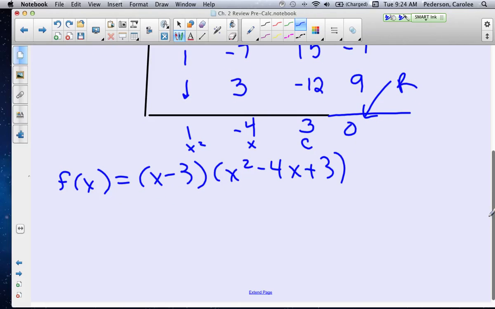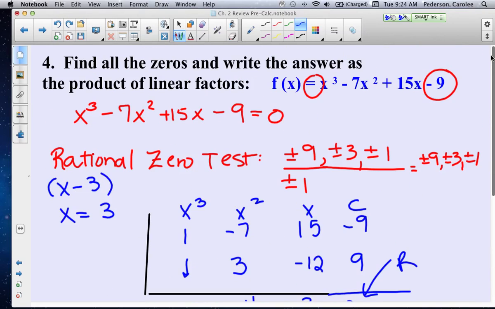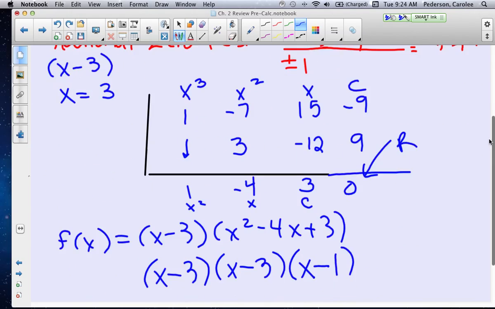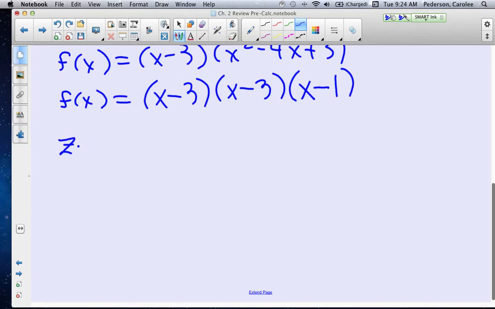So we use the chart method. We say, what are the factors of 3 that add to -4? -3, -1, yep. So now I have it in factored form. This is called the product of linear factors. So I have the function factored out. So there's one of my answers. And then it also asks you to identify the zeros. So what are my 3 zeros? 3, 3 again, which is a repeated 0, and then 1.